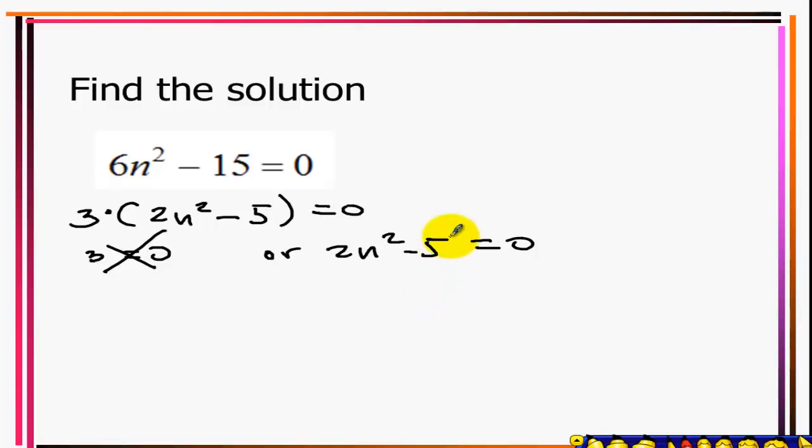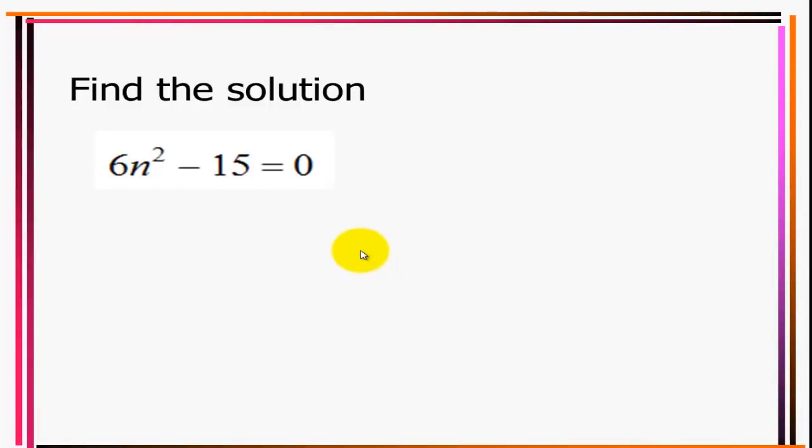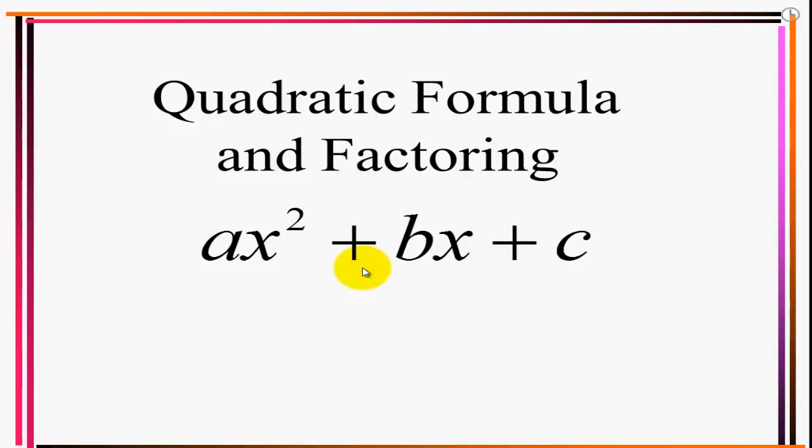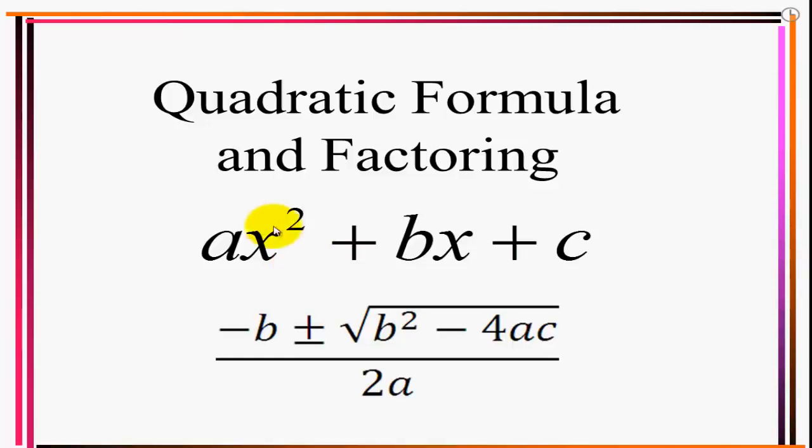Well, we have another method. Instead of using factoring, we are going to use a formula to solve for solution, roots, zeros, or x-intercepts. The formula is what we call the quadratic formula. Now this formula will only be used if we have ax squared plus bx plus c. So this will be the formula that we are going to use.